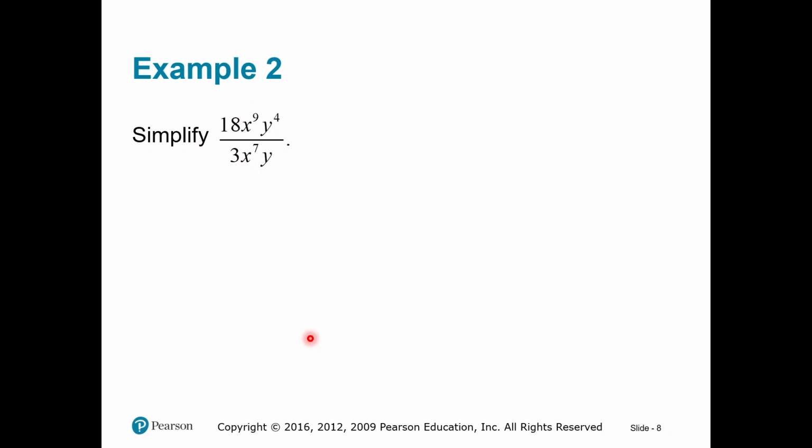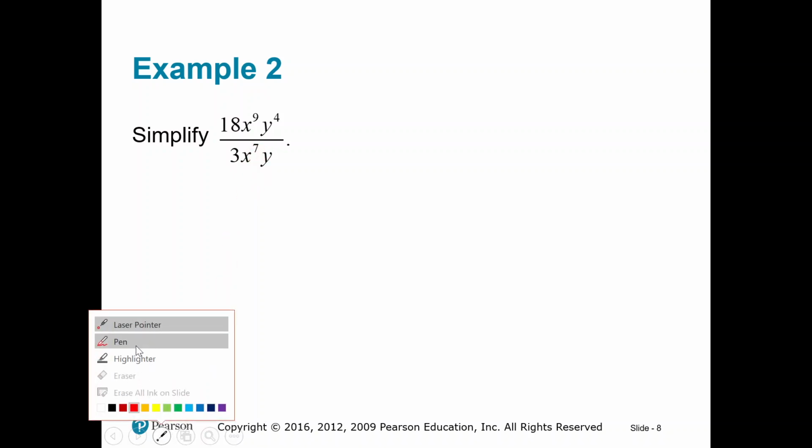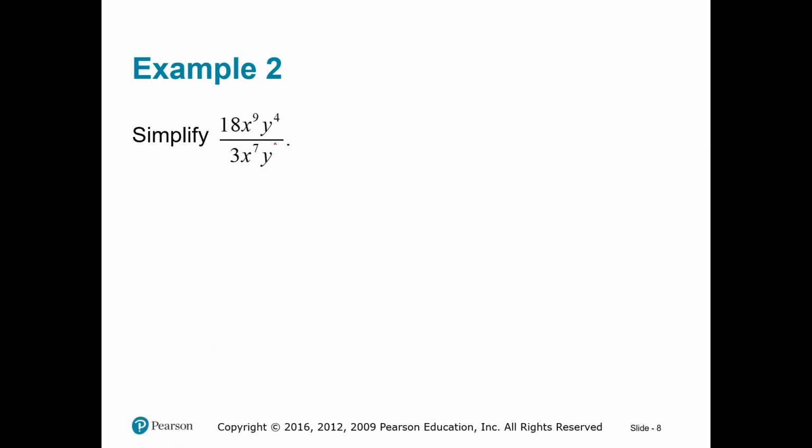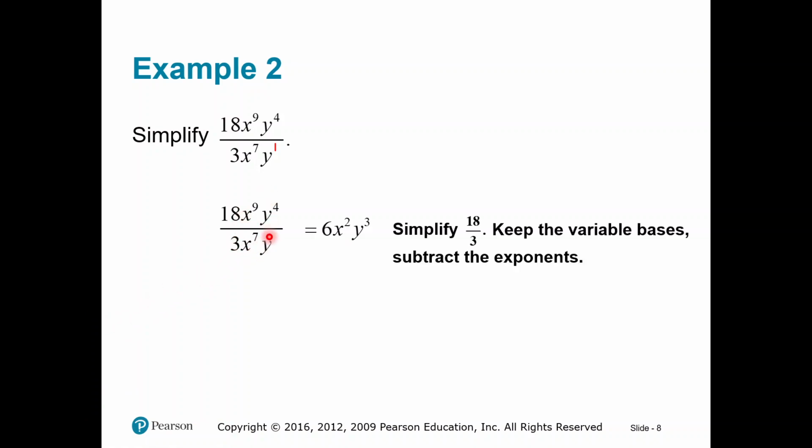What about this example? I have 18 x to the 9th, y to the 4th divided by 3 x to the 7th, y. Now think of y as y to the 1. I look for the same base. And so I have the x's and the y.